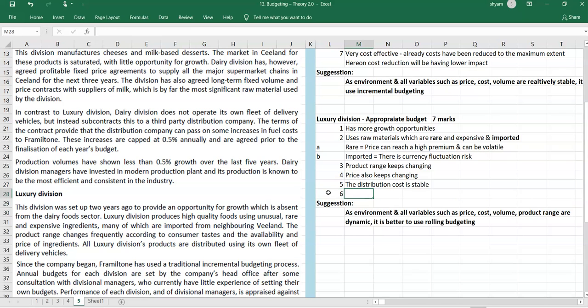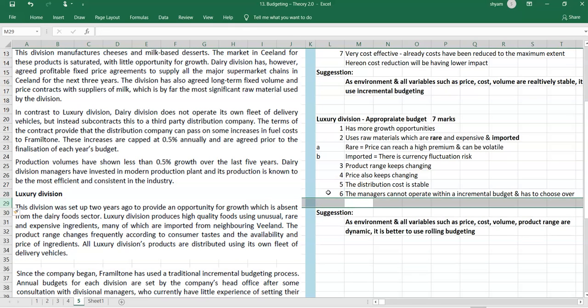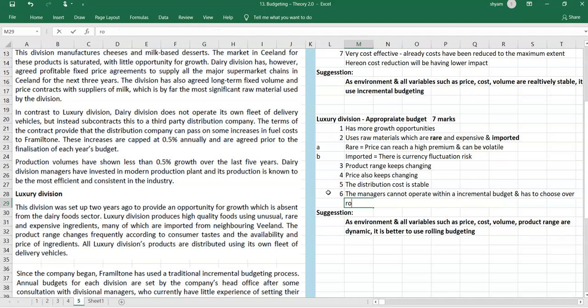You can also add a sixth point. The managers cannot operate within an incremental budget and have to choose a rolling budget. So that's the concept here. We have to choose rolling budget.